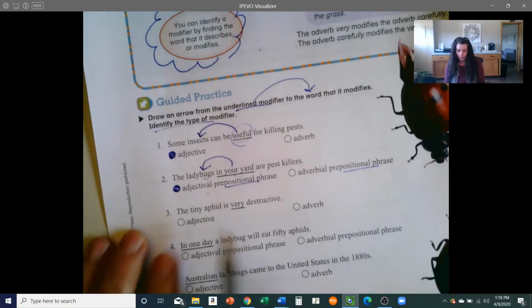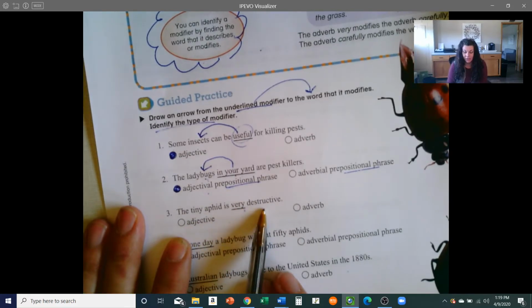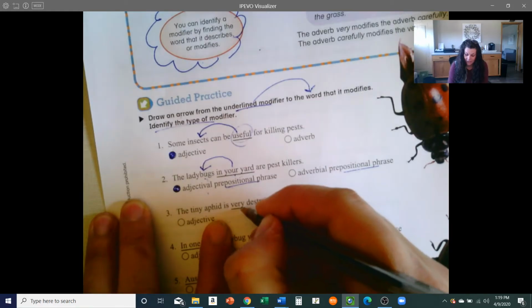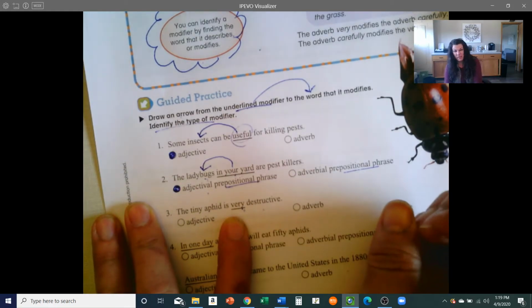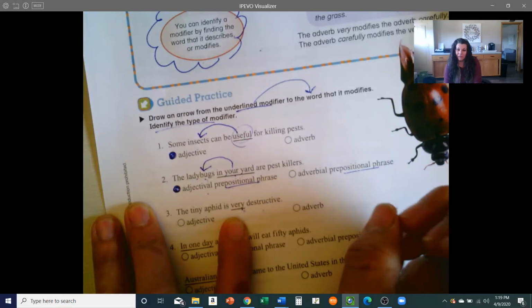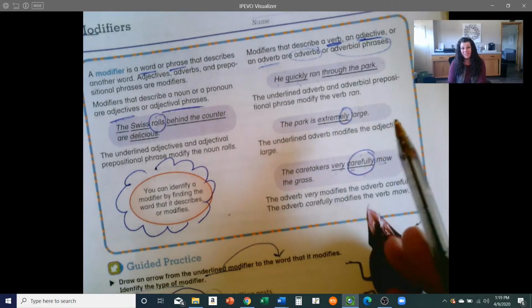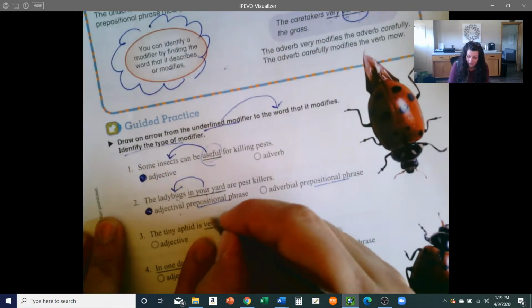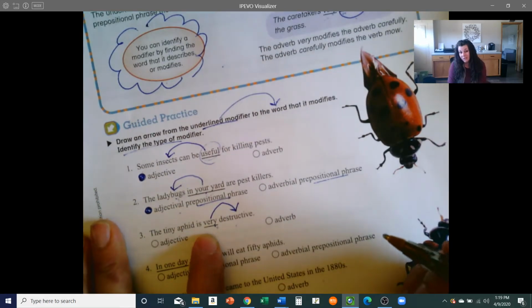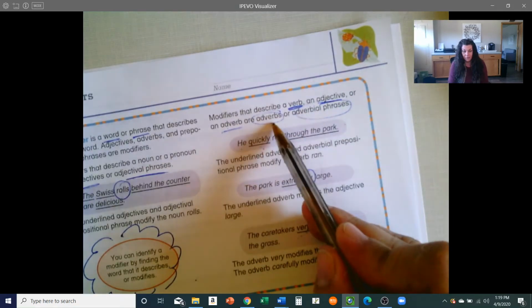Okay. The tiny aphid is very destructive. What is very? Is the aphid very? No, that doesn't make any sense. You can't be like, hey, that thing is very. It's like calling the park extremely. That doesn't make sense because we don't know what it's talking about. So very is describing destructive, and words that describe adjectives are adverbs.